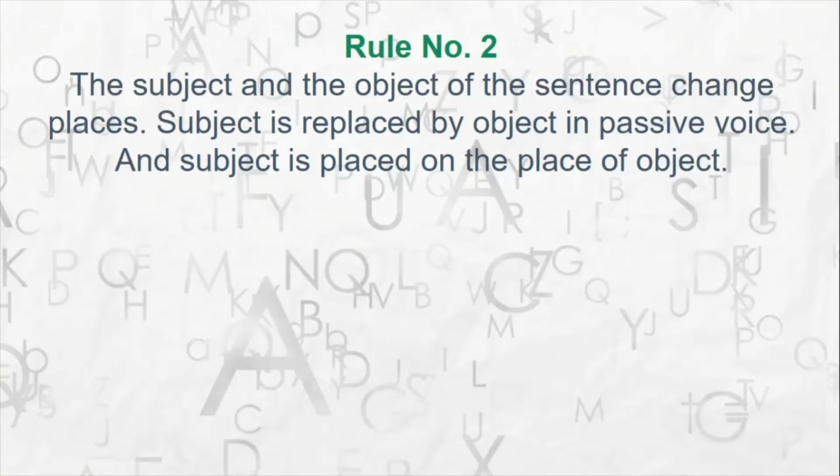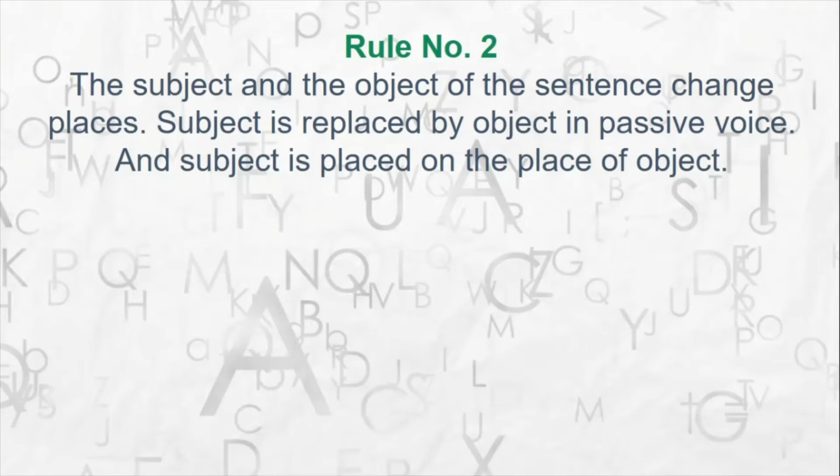Coming to rule number 2. The subject and the object of the sentence change places. This we have already seen now. Grandpa went behind and the tree came in front. Newton went behind and gravity came ahead. So the subject and the object of the sentence tend to swap places. Subject is replaced by object in the passive voice, and subject is placed in the place of the object. So they swap places. Swap means they exchange places.